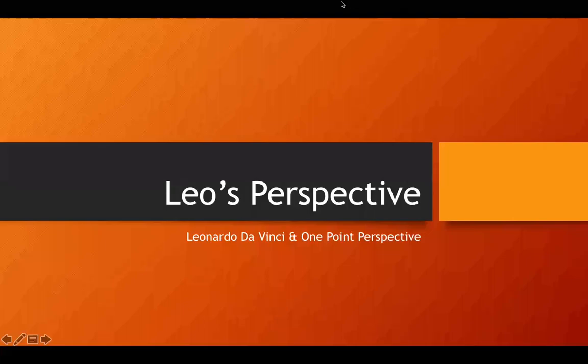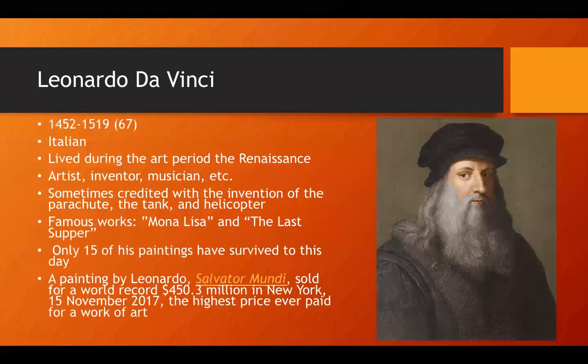For this unit, we're going to be talking about artist Leonardo da Vinci and one-point perspective. So let's talk about Leonardo da Vinci. Da Vinci was an Italian artist who lived from 1452 to 1519. He lived during a period of art called the Renaissance.